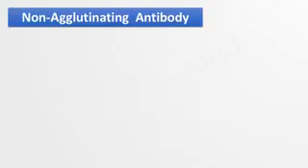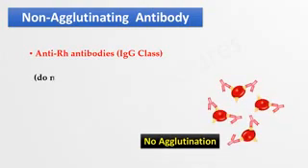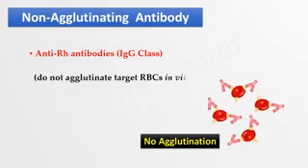One very important example of non-agglutinating antibody is anti-Rh or anti-D antibodies. Recall that these antibodies belong to the IgG class. Anti-Rh antibodies bind to the Rh antigen on RBCs, but they do not agglutinate them in vitro.